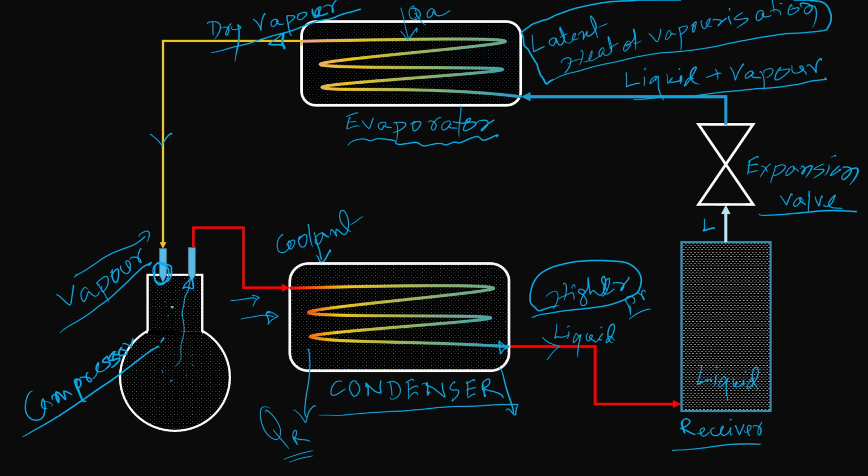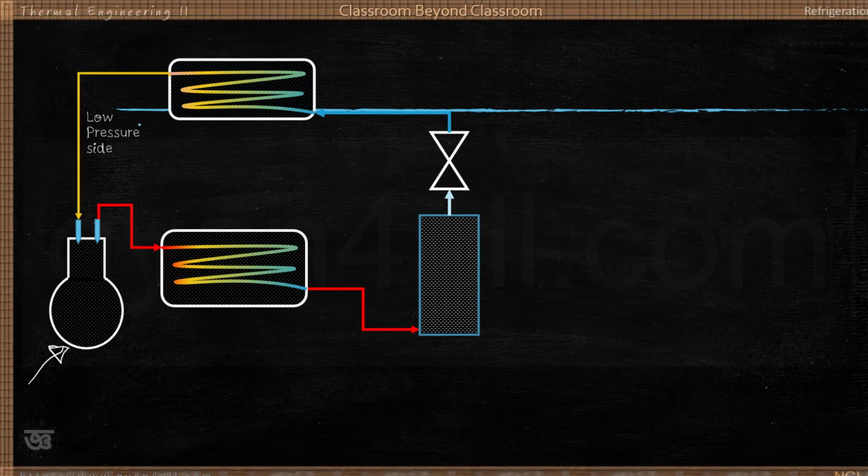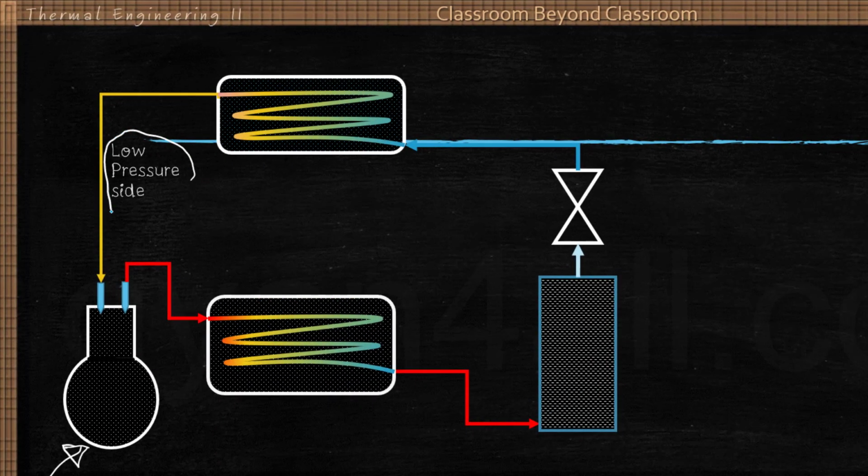Okay, what are the components? Components are compressor, condenser, receiver, expansion valve. Before compression, this is called the low pressure side, because after compression the pressure will increase, but till now it is a low pressure vapor. So before the compressor it is called the low pressure side. There are two sides, one is the low pressure side and another is the high pressure side. So after compression it will become the high pressure side. That means because of the compression, pressure increases.